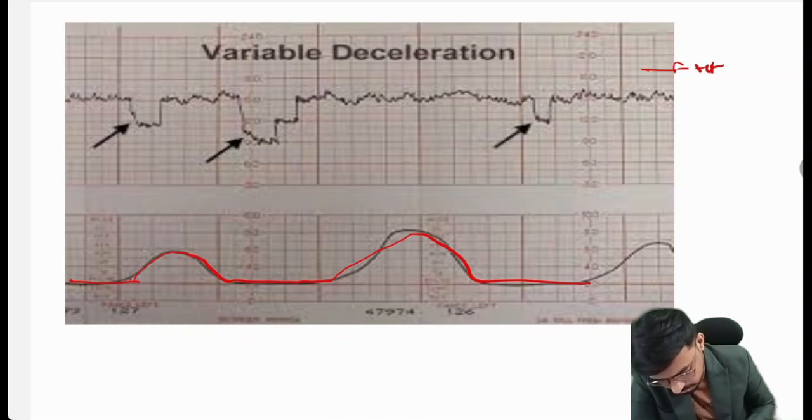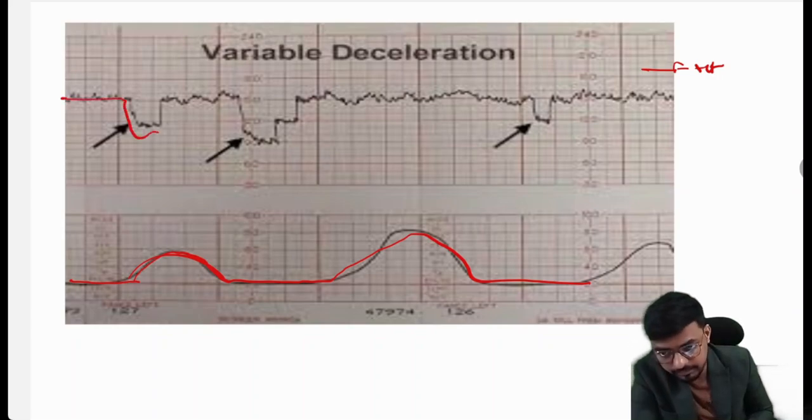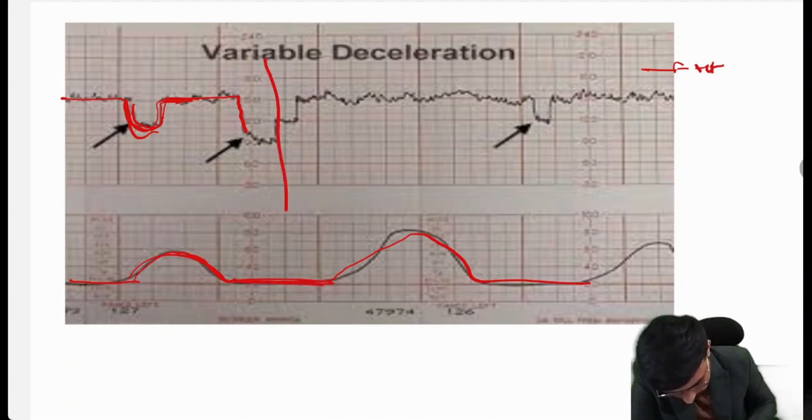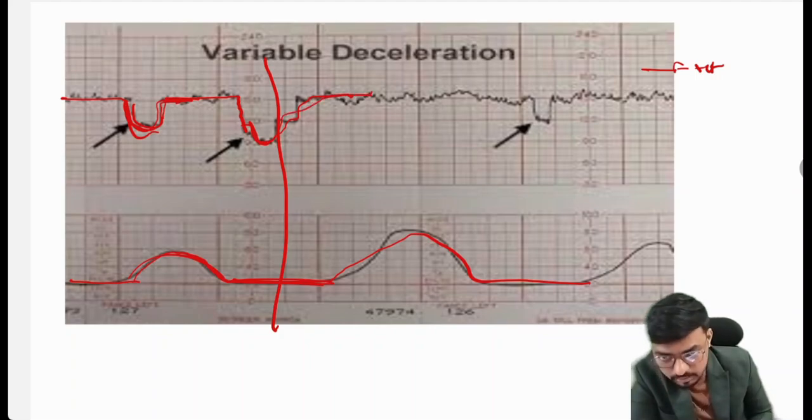Okay, so now the uterus has started contracting here. Look at this one, the fetal heart rate has dropped and gone back to normal. And again, here there is no contraction, but still the fetal heart rate has dropped and gone back up again.